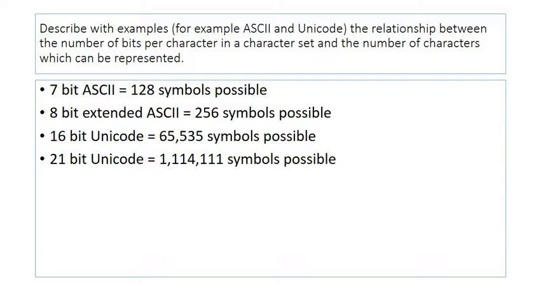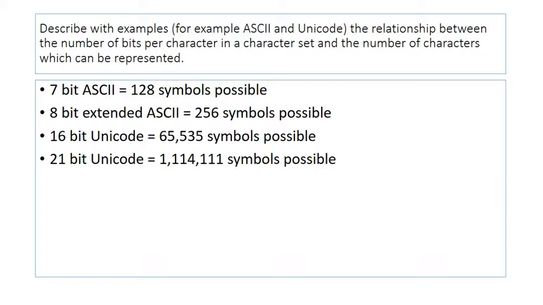Unicode was then brought into play, and the amount of symbols possible, it just gets crazy. So 65,500 symbols possible with 16-bit Unicode. 21-bit Unicode can have over 1.1 million. So if you're looking at 21-bit Unicode, suddenly you can draw upon many different things. So for example, ancient Greek lettering, hieroglyphs can be used with 21-bit Unicode.